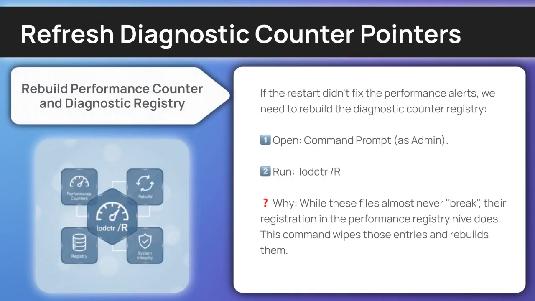If the restart didn't fix the performance alerts, we need to rebuild the Diagnostic counter registry. First, open Command Prompt as admin. Second, you're going to type lodctr /r, then hit enter. Why are we doing this? Well, while these files almost never break, their registration in the performance registry hive does. This command wipes those entries and rebuilds them.